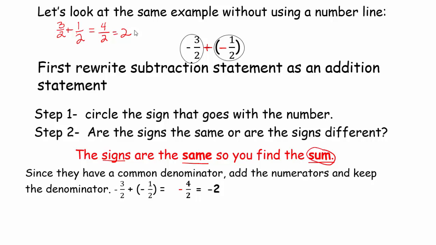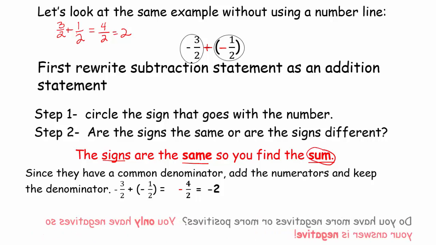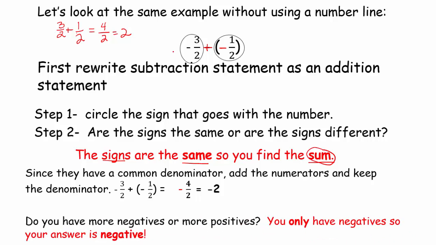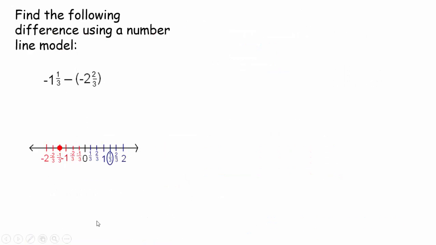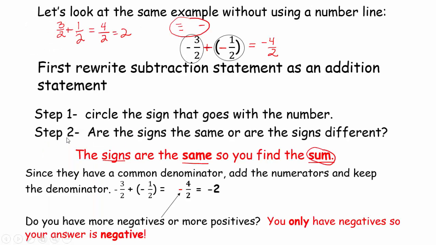Since we had a common denominator, we just had to add the numerators and keep the denominator. Then you're going to ask yourself, what do you have more of? Well, here I have 3 negative halves. Here I have another 1 negative half. Oh, what do I have? I have 4 negative halves. I only had negatives, therefore my answer would be negative. And -4/2 is the same as -2. 4 divided by 2 is 2.